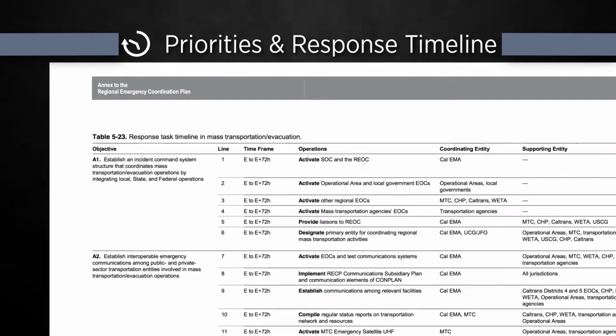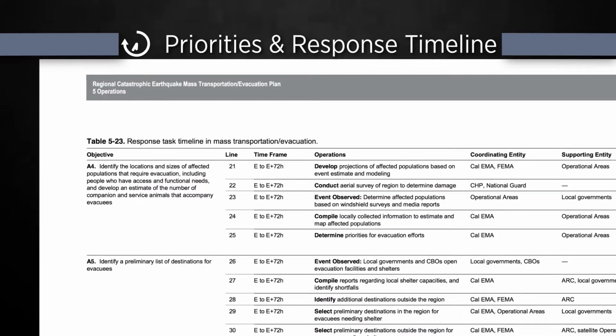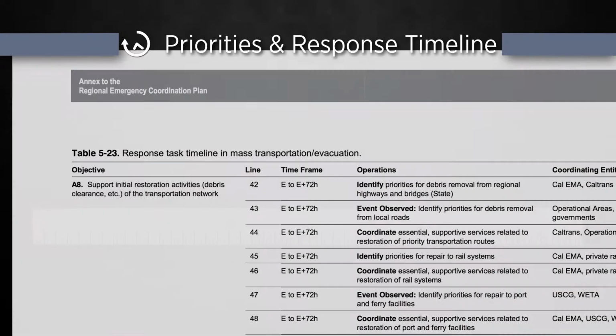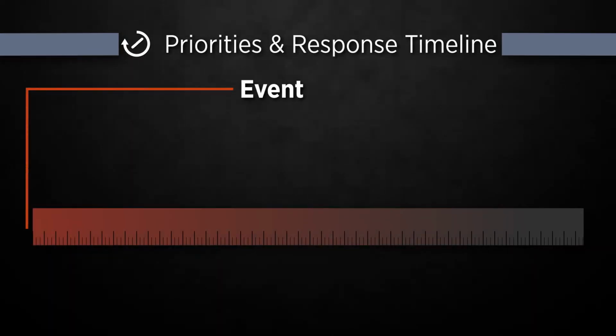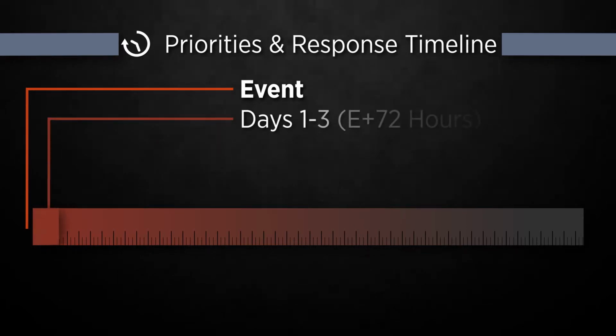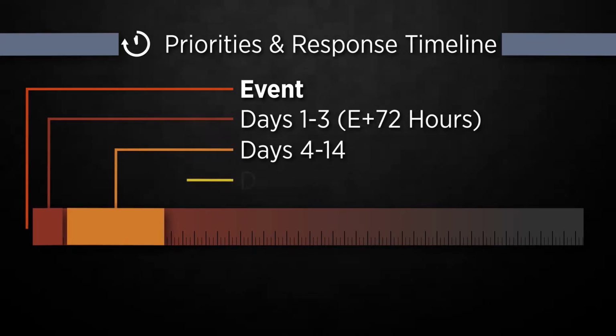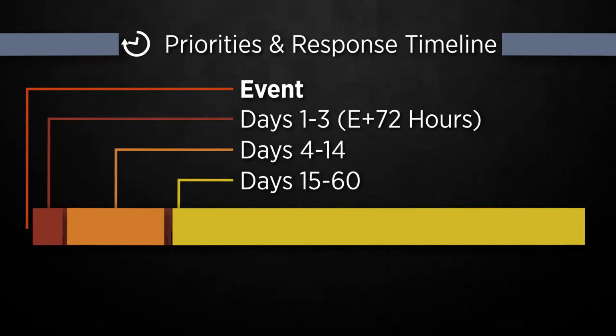Look to your plan's response timeline as a guideline for prioritizing objectives within each disaster response time period. Operational response is focused on the first 60 days following an event, broken into 3 distinct time periods: the first 3 days, or 72 hours, day 4 through 14, and the 6-week span between day 15 and day 60.